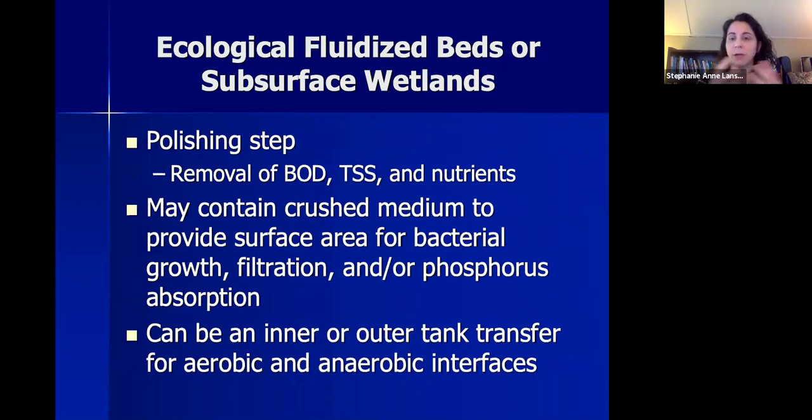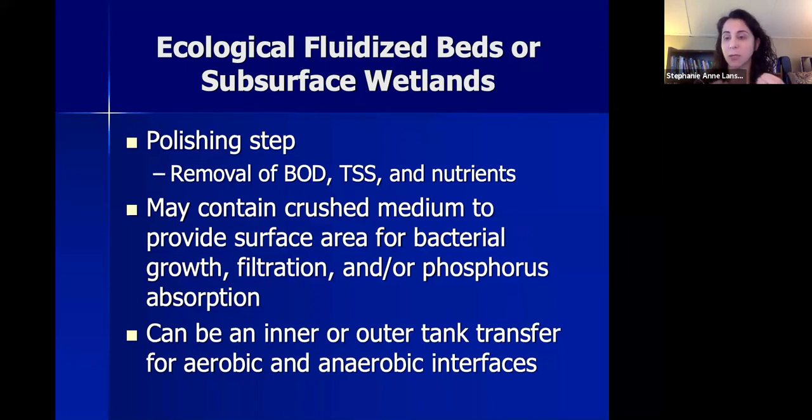And then finally, we're going to go to ecological fluidized beds or subsurface wetlands. This is your polishing step where you remove your BOD, total suspended solids, and your nutrients. We may have crushed media to provide surface area for bacterial growth and to do that filtration process.